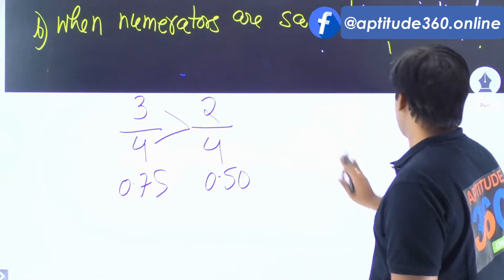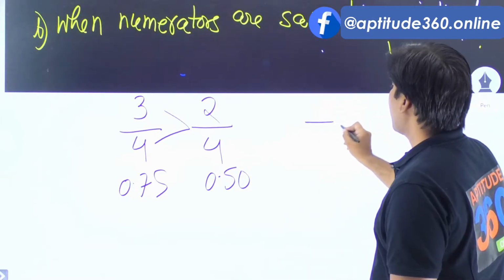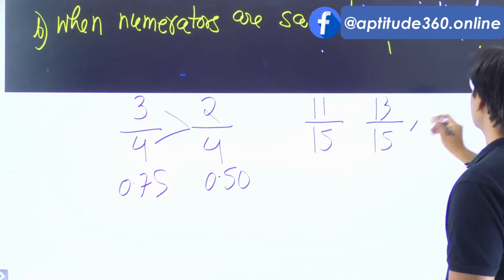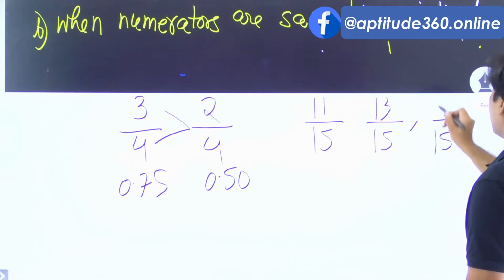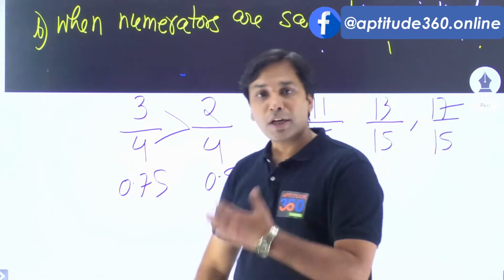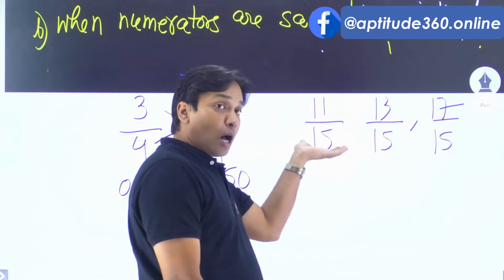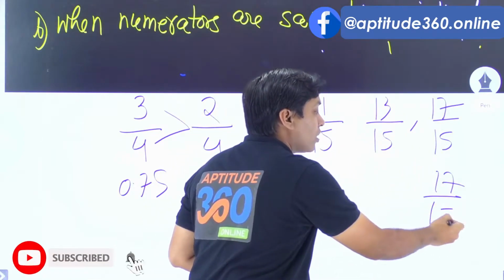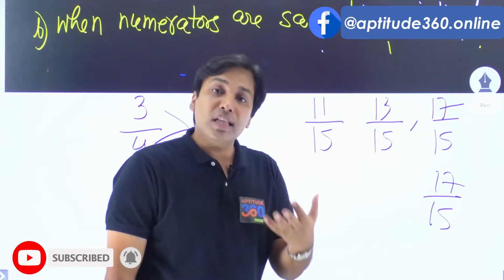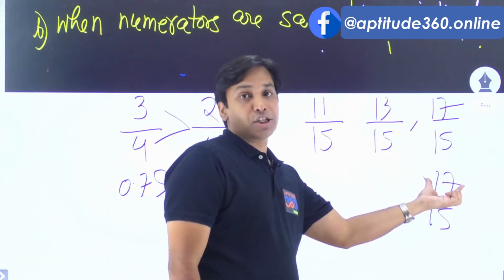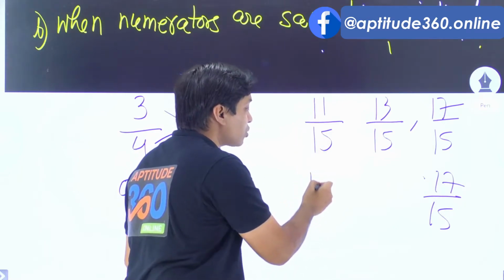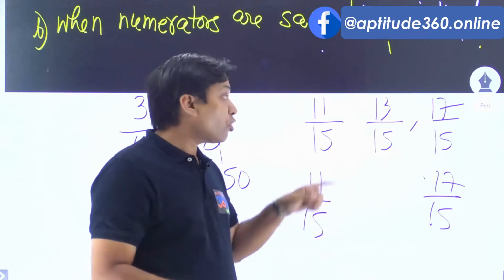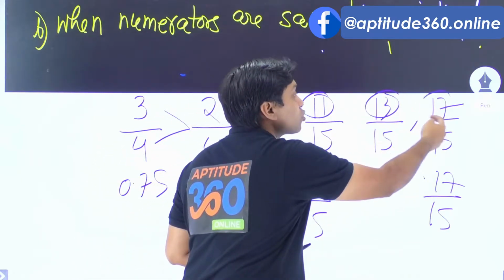If I have to find out something like this, I have got 15, and then 11, and then 15, and then 13, and then 15, and then 17. Which value is bigger over here? Because denominators are same, hence 17 over 15 is going to be the largest. Why is this going to be the largest? Because numerator of this fraction is the largest. And which one is going to be the smallest? 11 by 15. Why? Because 11, which is in the numerator, is the smallest of all these three numerators. So probably you're understanding what it is that I'm saying.